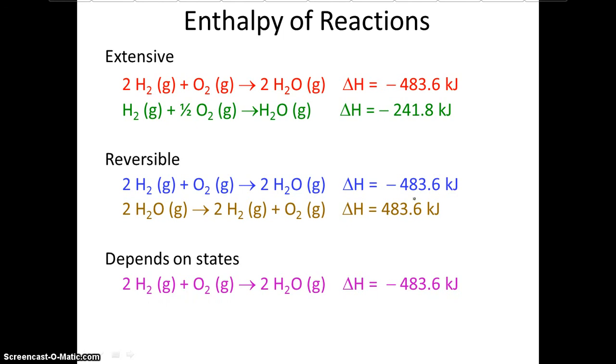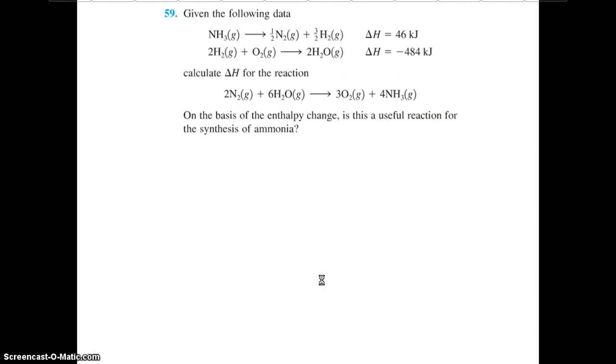And then depends on states. If I do the reaction with everything in the gas phase, I do the same, negative 483. However, if I do the reaction where the water becomes a liquid, I release even more energy. Why is that? Well, the liquid water also then had to condense, and to condense from the gas phase, it had to lose energy, and so that's now included in the total for this process, whereas it's not included for the total process in the purple. So some of these things that you haven't really paid attention to in the past are going to be important. One more example, then I'll call it good.